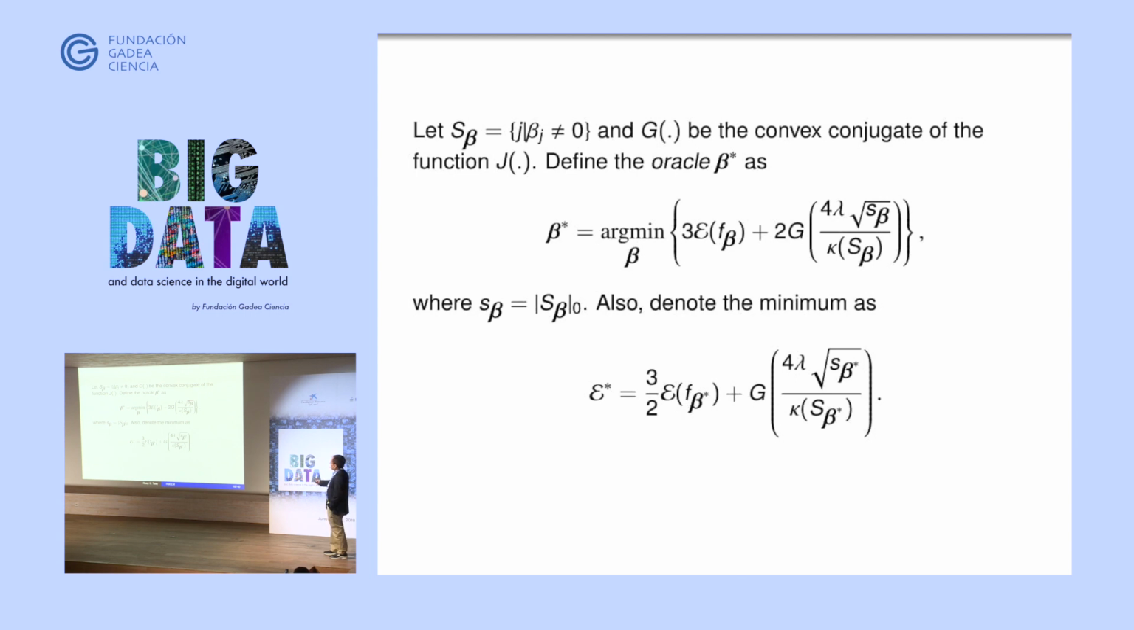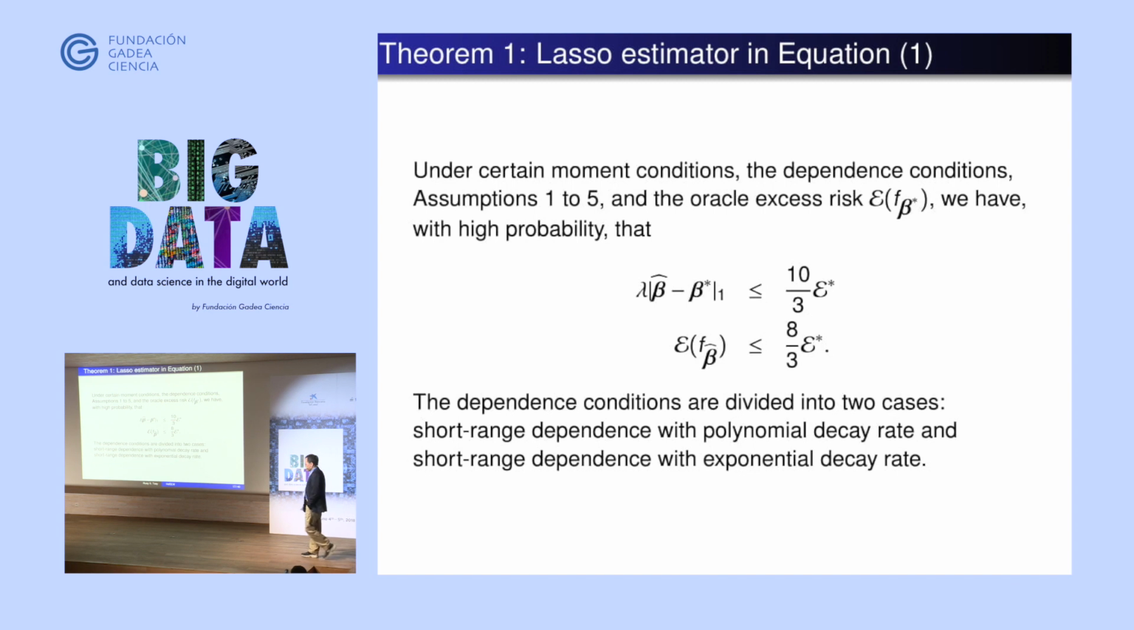Okay, now for the general linear model, we define this oracle parameter, beta star, by minimizing this one. And this is the minimal excess risk. You can define that. Those are the non-zero coefficients, that's how many non-zero coefficients you have. And G is the convex conjugate of the bounded convex function I mentioned earlier.